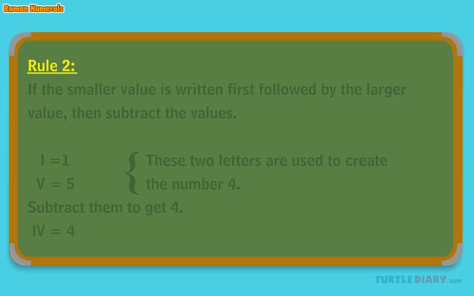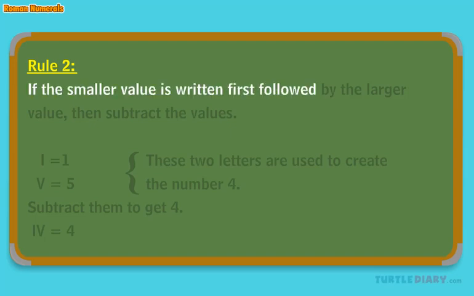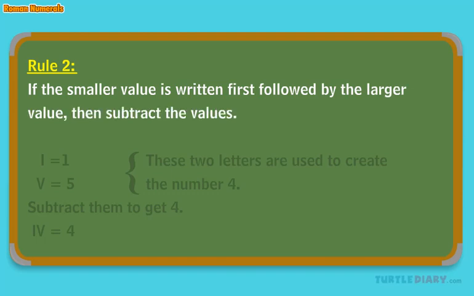Rule 2. Let's look at the second rule. If the smaller value is written first, followed by the larger value, then subtract the values. Let's look at how we would write the number 4. The Roman numeral for 4 is IV. I equals 1. V equals 5. I is the lesser value. V is the greater value.